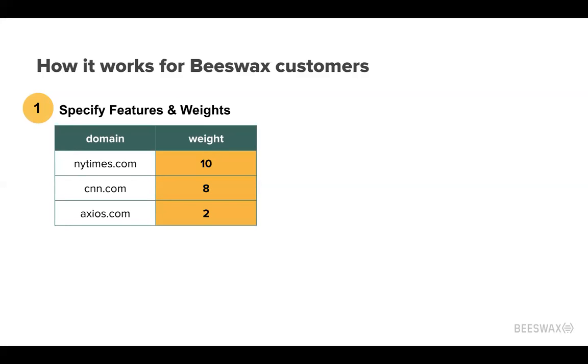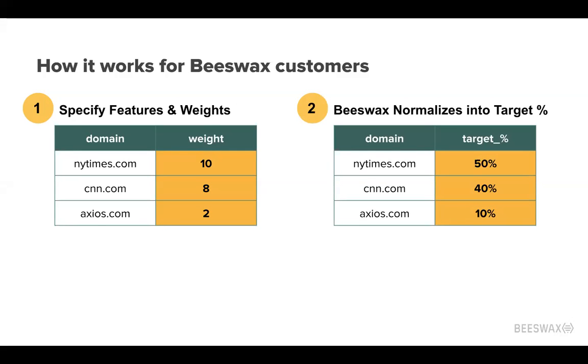In this case, it's a very simple example. The feature I've chosen is domain, but it very well could be app or operating system, or several; it could be combinations of multiple features. And I also give Beeswax a weight associated with that feature. What we do is normalize that weight and turn it into a target percentage. Normalization meaning we make sure everything adds up to 100%. So in this case, we interpret this as you want 50% of budget on New York Times, et cetera.